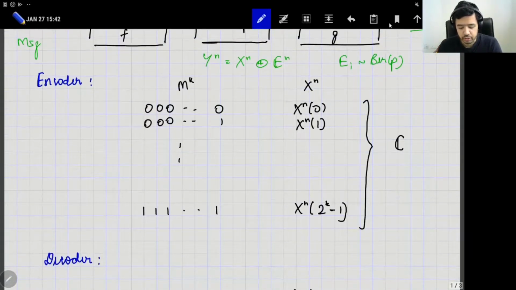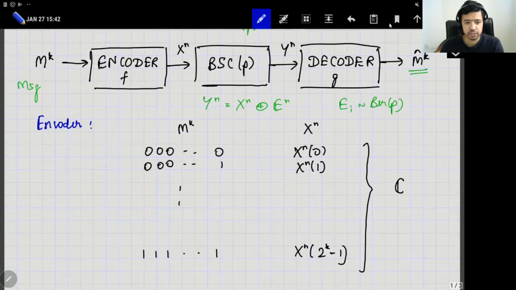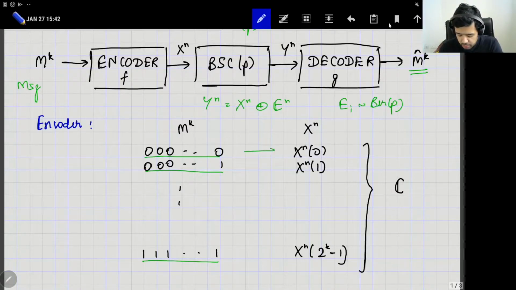Now note that to specify a code, I need to specify both the encoder and the decoder. And the encoder, which is this function f, can be implemented in various ways. The conceptually simplest way to implement an encoder is through a table. So you list all possible message sequences, the all zero sequence, all zeros followed by 1, and then all the way up to the all one sequence. And corresponding to each of these sequences, you have the code word, which I'll denote x^n(0), x^n(1), all the way up to x^n(2^k - 1). So x^n(i) denotes the ith code word.